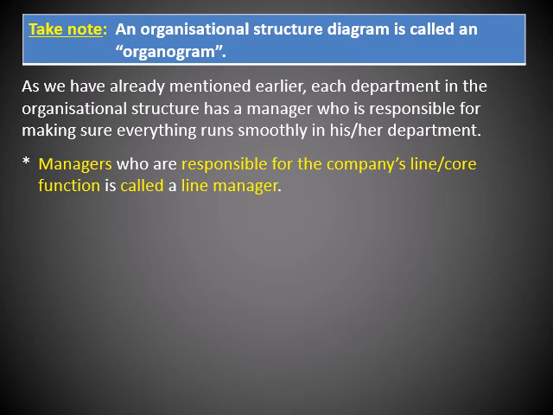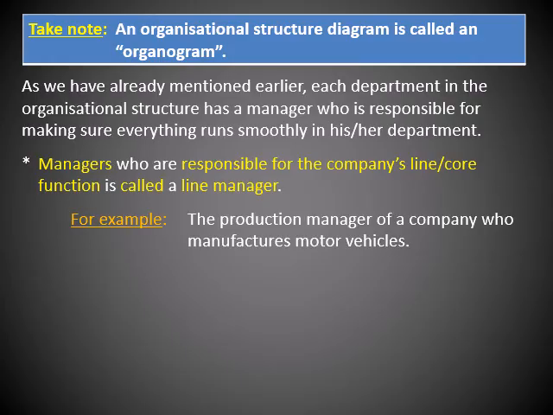Now, managers who are responsible for the company's line function or the core function, we refer to them as the line managers. Okay, so please remember, these are the managers that are in control and managing the core business of the company. One example I can give you is the production manager of a company, who is in charge of the manufacturing of the motor vehicles that will be sold to customers.